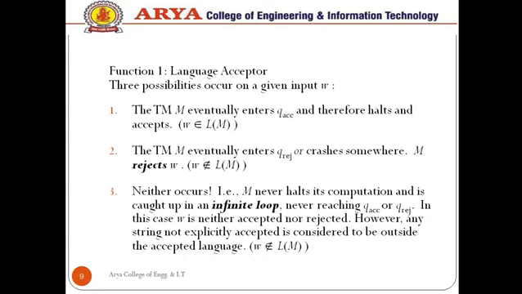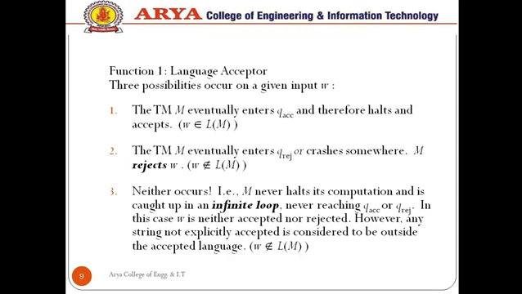Number 1 is the Turing machine M eventually enters ACC, meaning acceptance of this, and therefore halts and accepts. Number 2 is the Turing machine M eventually enters reject or crashes somewhere, which means it rejects this string. Number 3 is that neither occurs. That means neither acceptable nor rejectable.